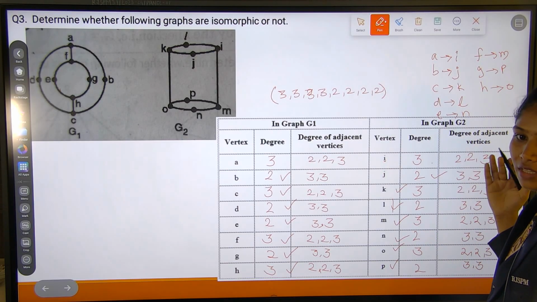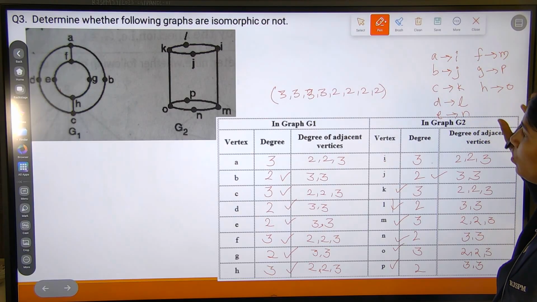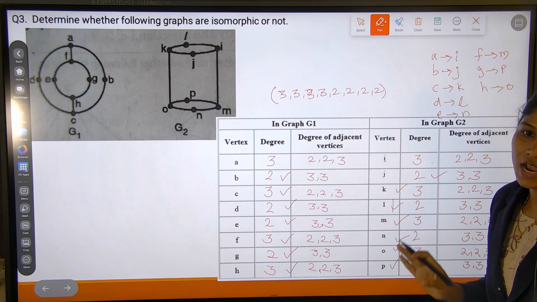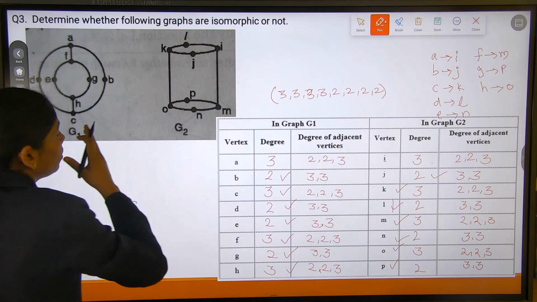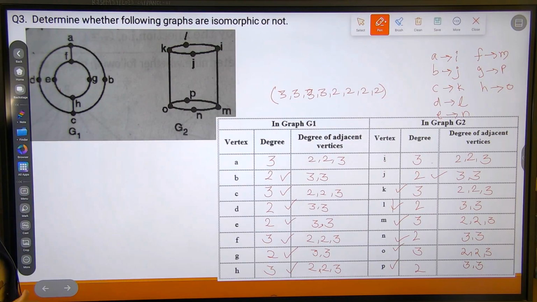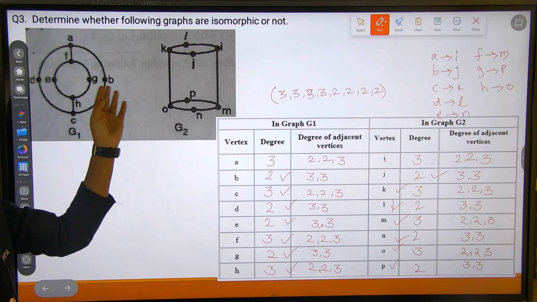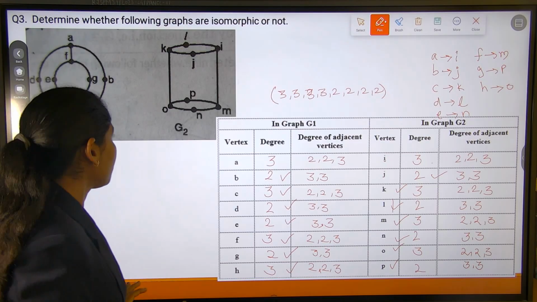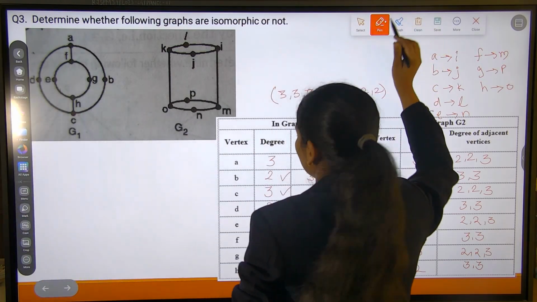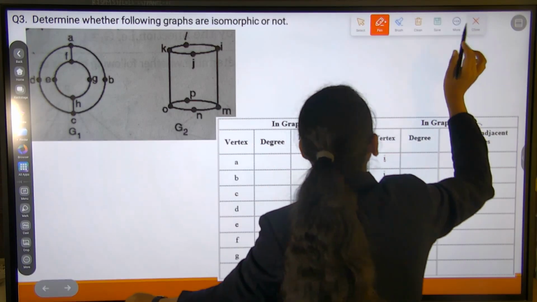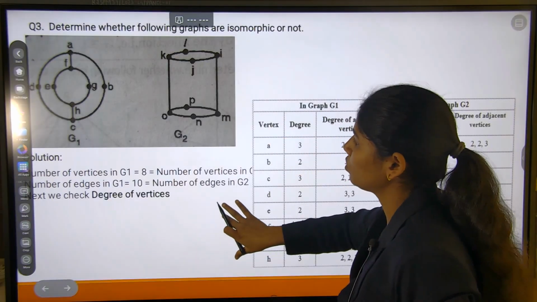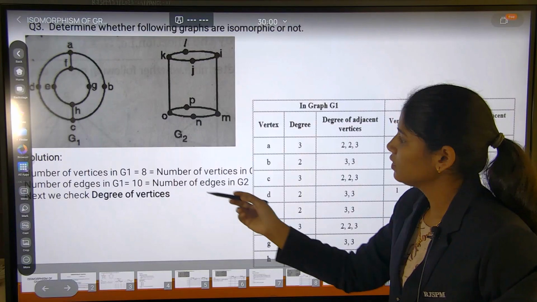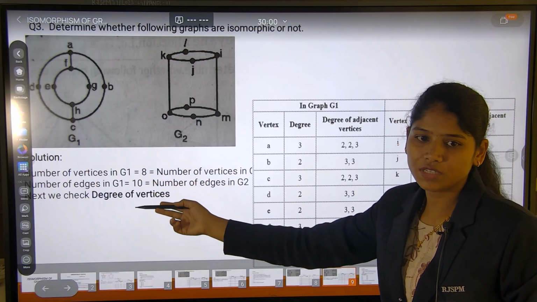Therefore here we get the vertex bijection, so these two graphs are isomorphic. Here we have not checked the first condition for the number of vertices and number of edges, so you can check here, it has the same number of vertices and the same number of edges. So here is the full proof of the solution of these two graphs: number of vertices, number of edges.